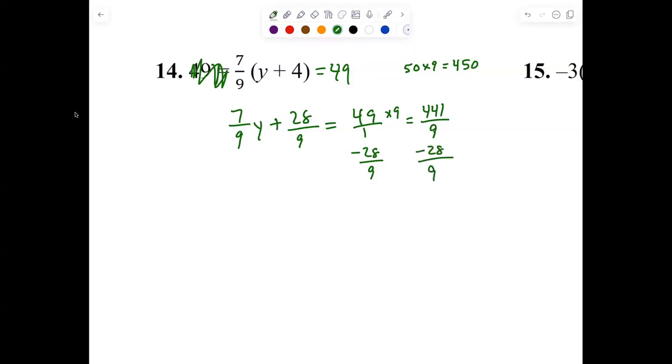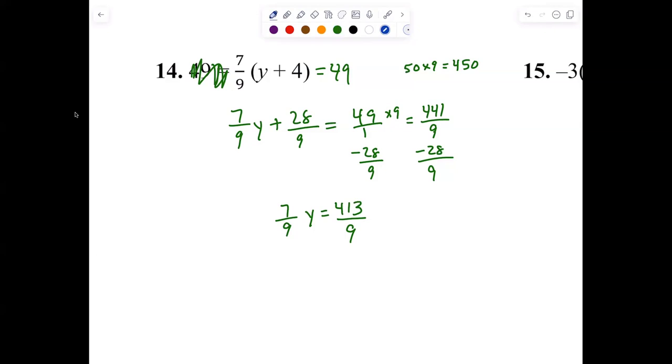Minus 28/9. So Jackson, what's that? Now, let me tell you a cool way to do it. Watch. Do 441 minus 30. What's 441 minus 30? And then add 2. There you go, buddy. So that's 413/9. Now, how do I do this?